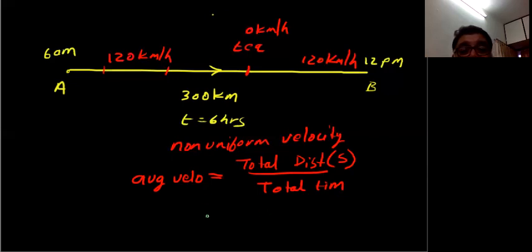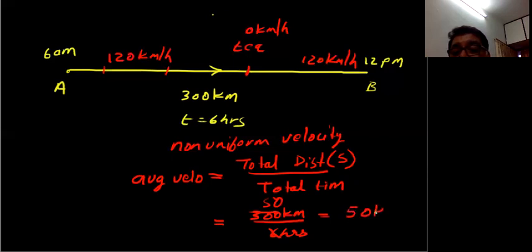So let's find the average velocity of this car. The total distance traveled is 300 kilometers and the total time taken is 6 hours. So the average speed of this car is 50 kilometers per hour. It doesn't matter if he was traveling at 120 kilometers per hour, or took a tea break where the speed was zero. We say that the average speed of this person is 50 kilometers per hour. That is known as the average velocity.